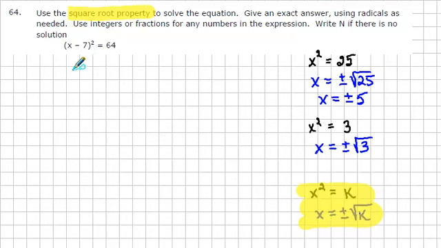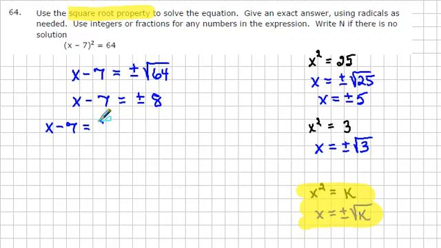The x minus 7, the thing that's being squared, must be equal to either positive or negative the square root of 64. 64 is a perfect square, so we can evaluate the square root. x minus 7 is equal to plus or minus 8. Now this means that x minus 7 is either equal to 8 or x minus 7 is equal to negative 8. We go ahead and solve each of these by adding 7 to both sides.